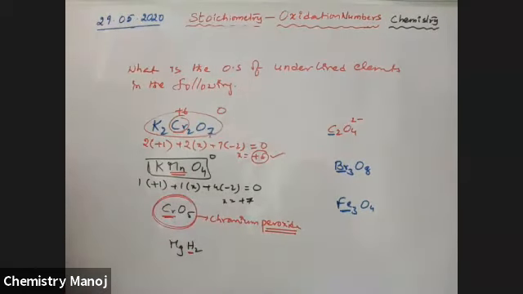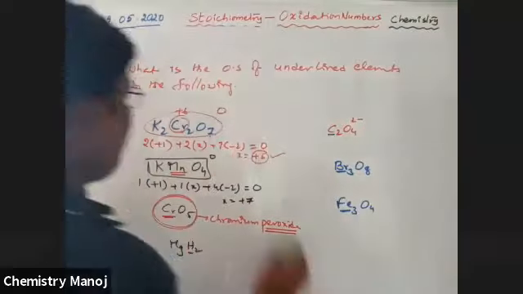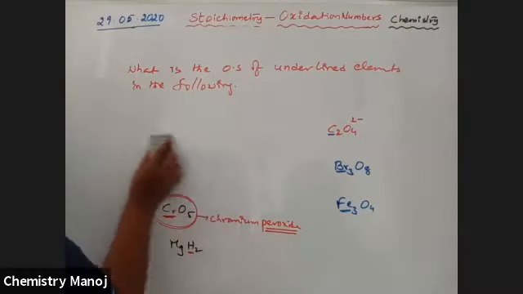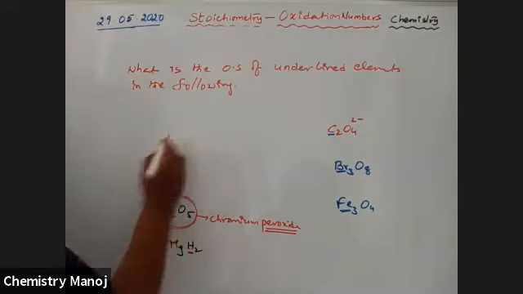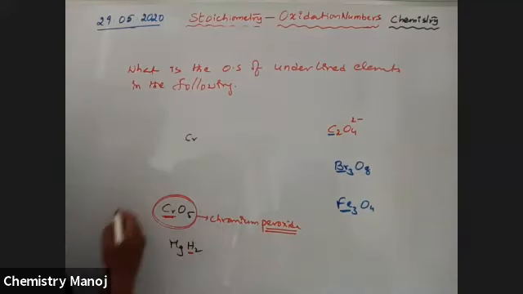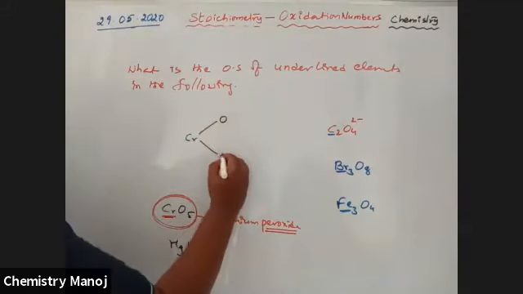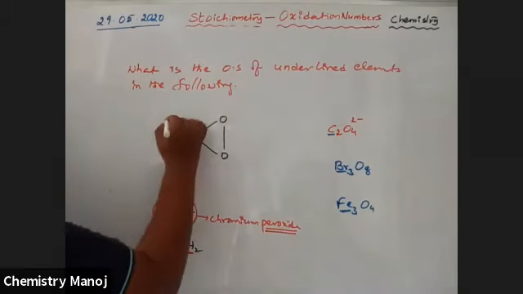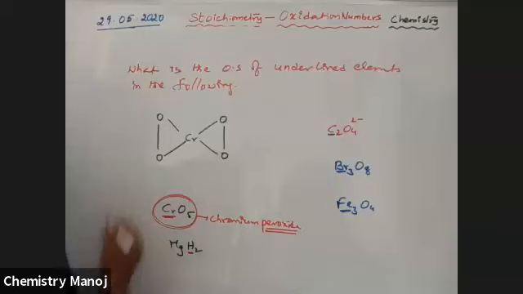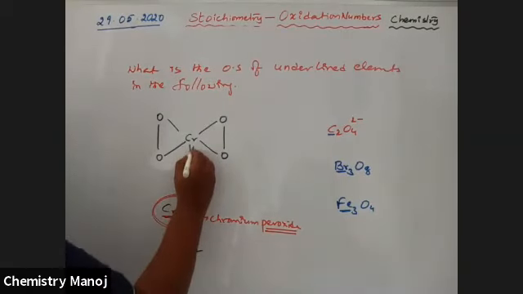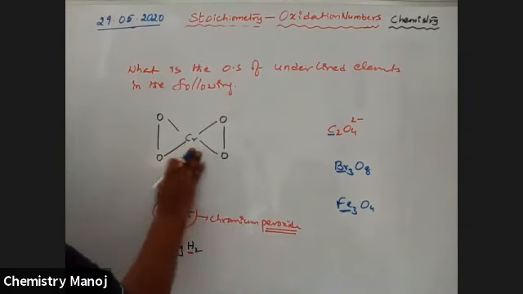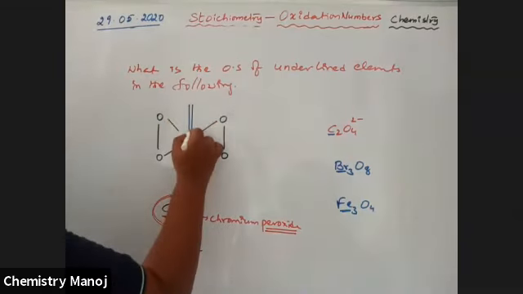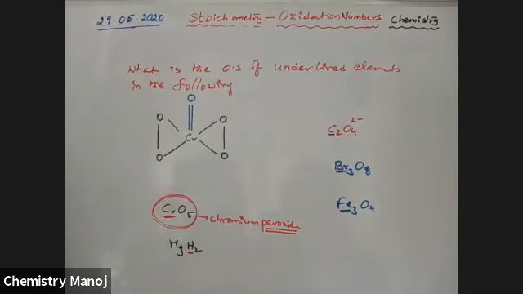See here, I am going to draw the structure of CrO5. Chromium is the central atom. Oxygen with oxygen, this one, and a double bond O. It is the structure, double bond O. This is CrO5.